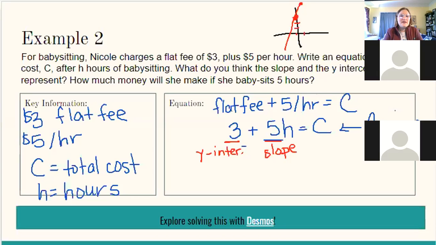All right. Now, the second part of that question was, how much money will she make if she babysits for 5 hours? So where's that 5 going to go? It's going to go in for the h. You know, kind of like when we have f of x equals something and we replace the x. And so this is going to be 25 plus 3, which is 28. So she would make $28.